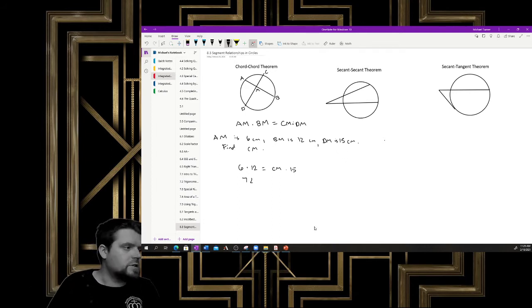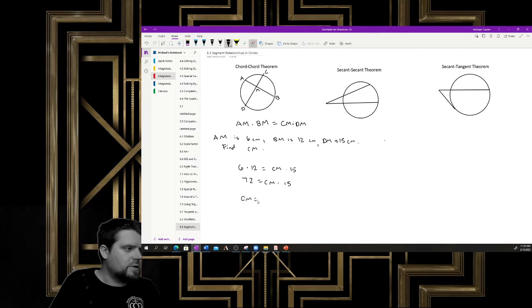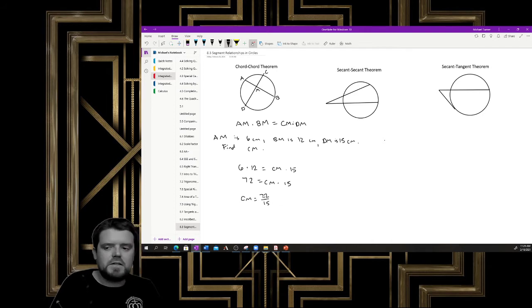CM is what I'm trying to solve for, and then I have that equal to 15. Divide by 15 on both sides. CM is equal to 72 divided by 15. And I try to give you guys answers that are integers, but they won't always be, and that's okay. This ends up being 4.8. Okay. So the length of CM is 4.8 centimeters, like so.